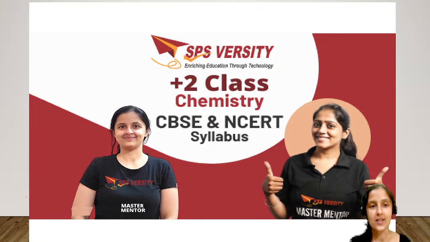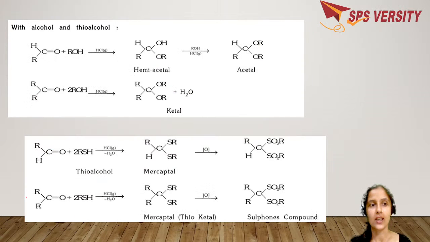So in the previous class, we discussed aldehydes and ketones and a couple of methods of preparation as well as the reactions of aldehydes and ketones. We are continuing with the same topic today. In the previous class, we discussed how aldehydes and ketones react with HCN, and also how they react with sodium bisulfite and all. So today we are going to see how they react with alcohols.